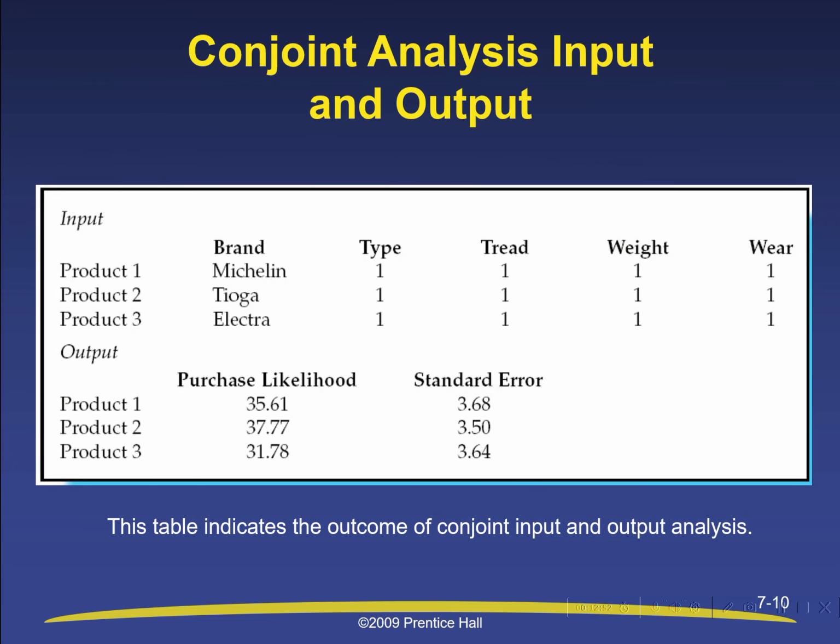Conjoint analysis input and output. This table indicates the outcome of conjoint input and output analysis. As we can see in the table, we have the inputs of product 1, product 2, and product 3. We also have the input of brands such as Michelin, Tioga, and Electra. We also have the input type, input thread, input weight, and input wear. The same goes for the output: product 1, product 2, and product 3. We have output for purchase likelihood. We also have output for standard error.